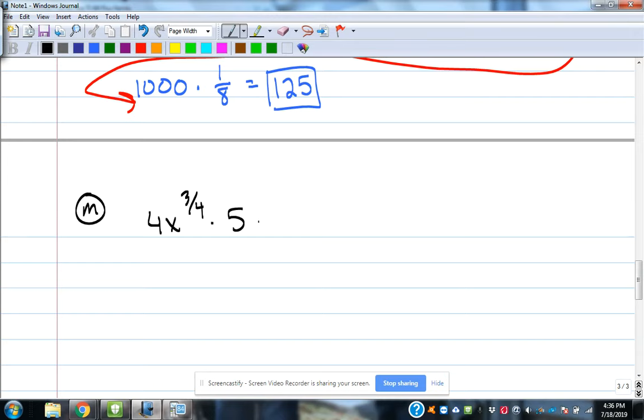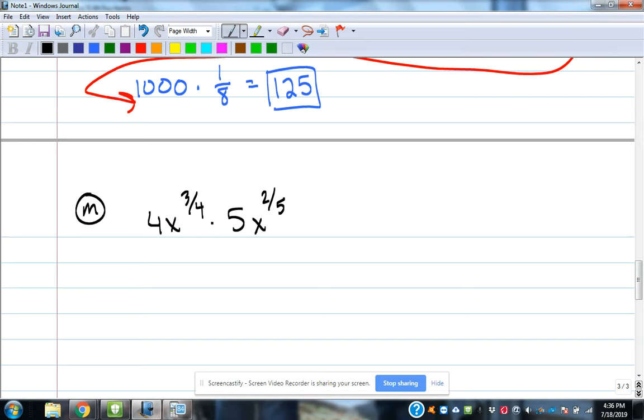Yeah, 5x. So we're going to throw some variables in there and see how that affects things. And again, it's still going to be exponent rules stuff. So when you throw the variables in there, you really got to know your exponent rules, because the calculator's not going to help you out with variables. That's where we run into problems.